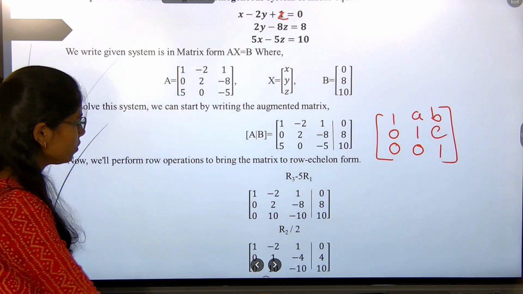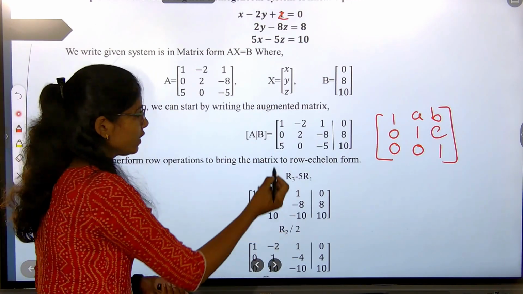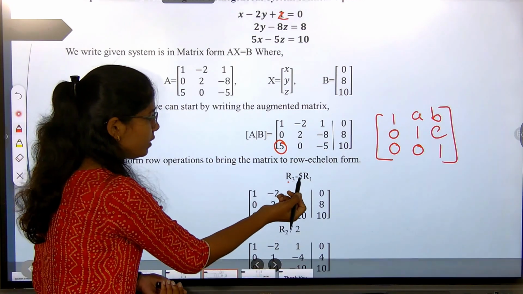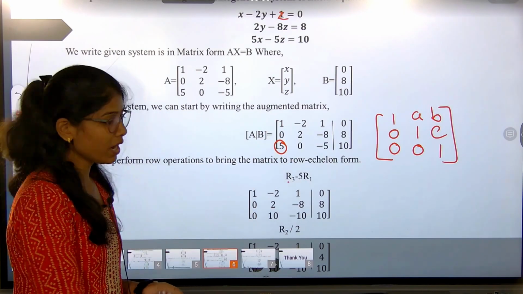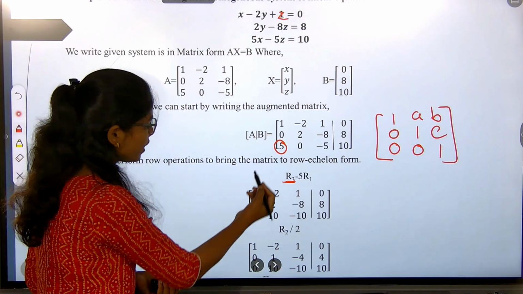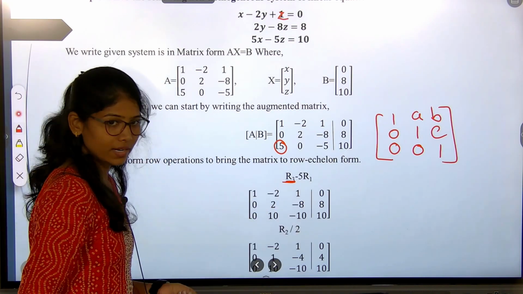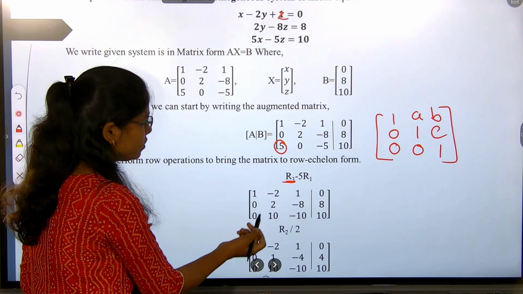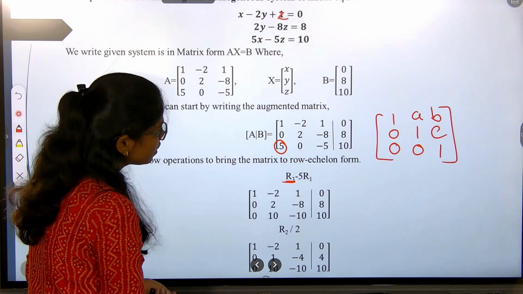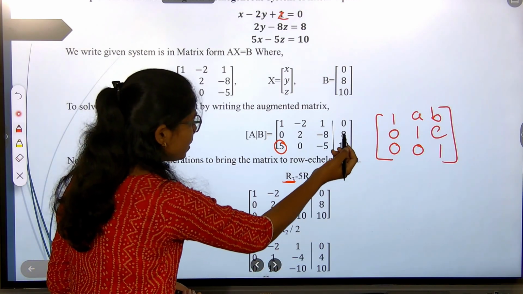Okay. So look at here, the first leading element is already 1, then the A21 entry is also 0, then make this 5 as 0. For that we use the row operation R3 minus 5 R1. So we are doing changes in R3. Write down R1 and R2 as it is. So we will get 1 minus 2 1 0, 0 2 minus 8, then do changes in R3. R3 minus 5 R1: 5 minus 5 is 0, 0 minus 5 into 2 is 10, then minus 5 minus 5 is minus 10, then 10 minus 0 is 10.